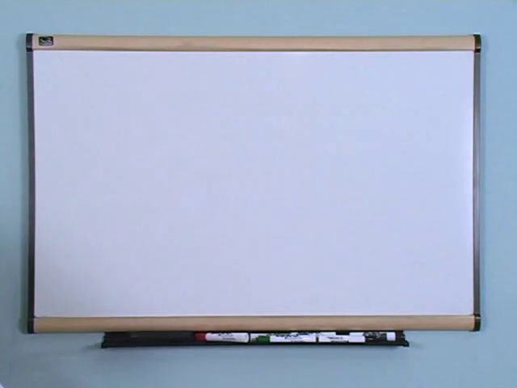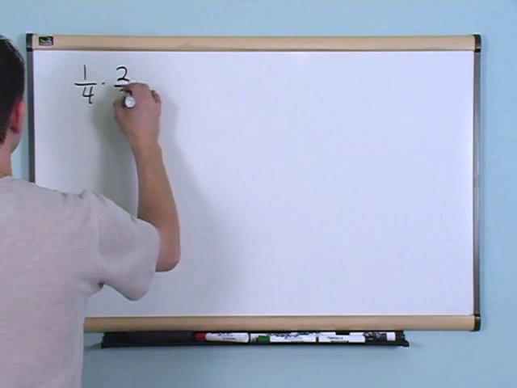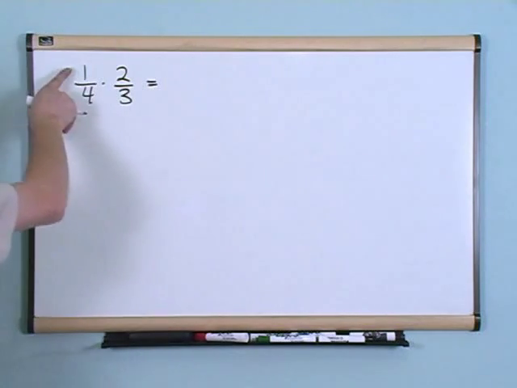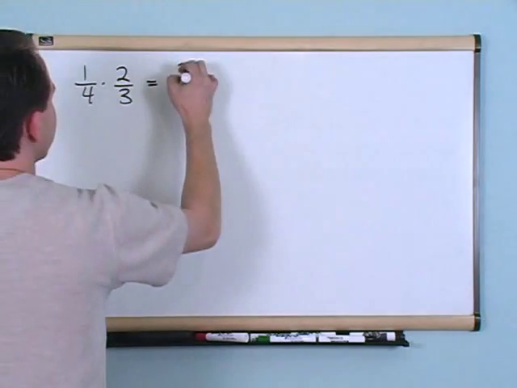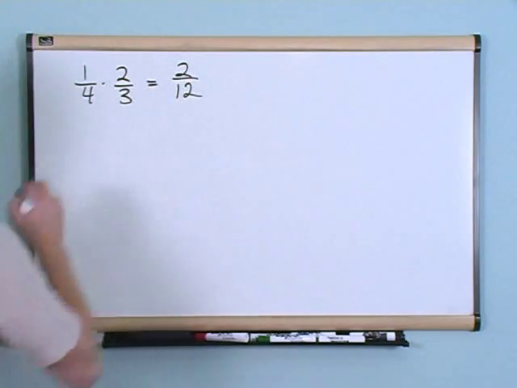Okay? Now, just kind of going through some more problems here, what if you had 1/4 times 2/3? Very simple. Multiply the top. 1 times 2 is 2. Multiply the bottom. 3 times 4 is 12.